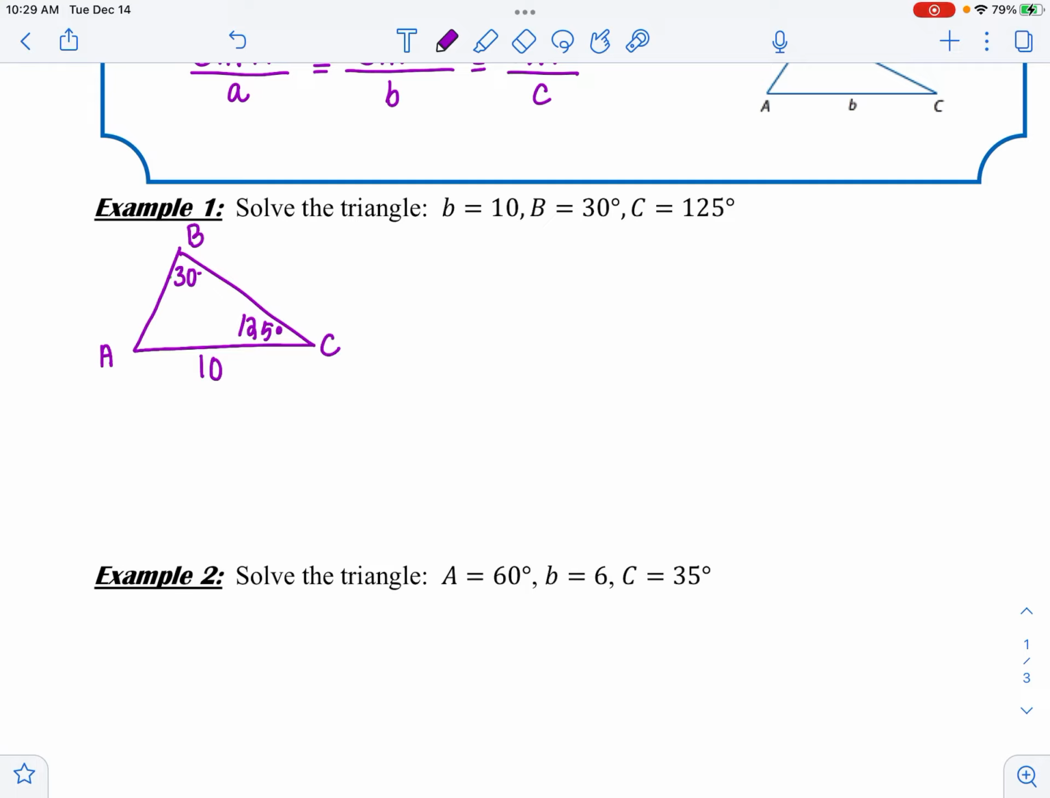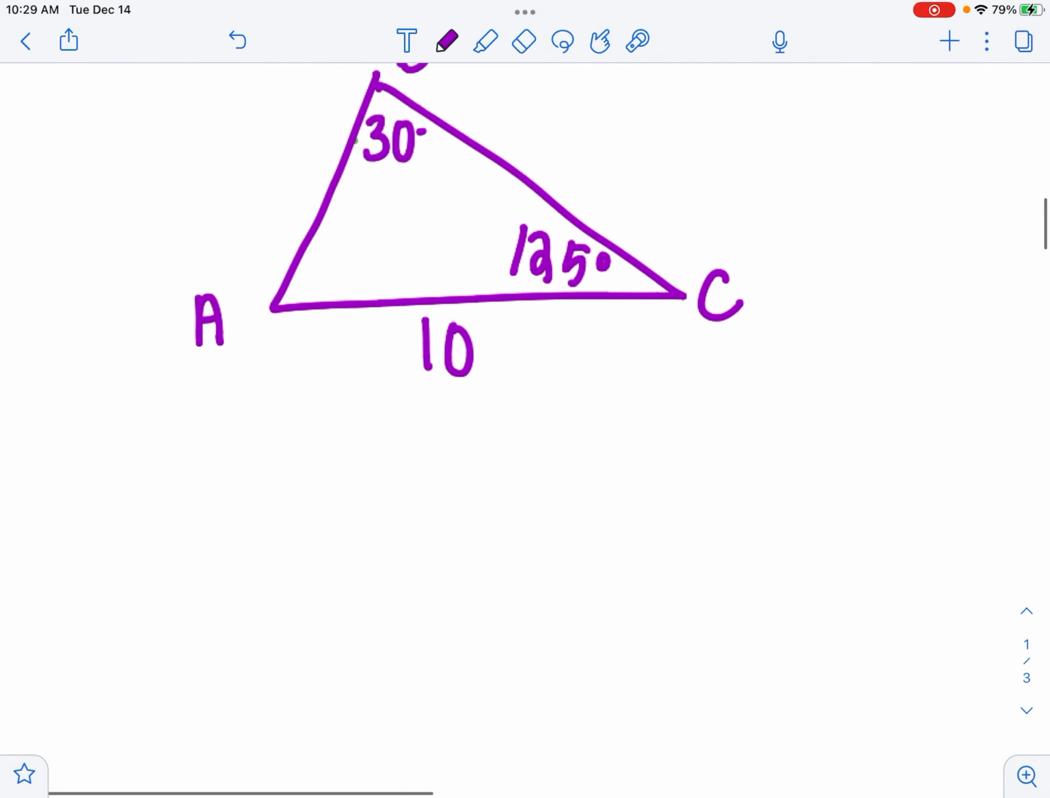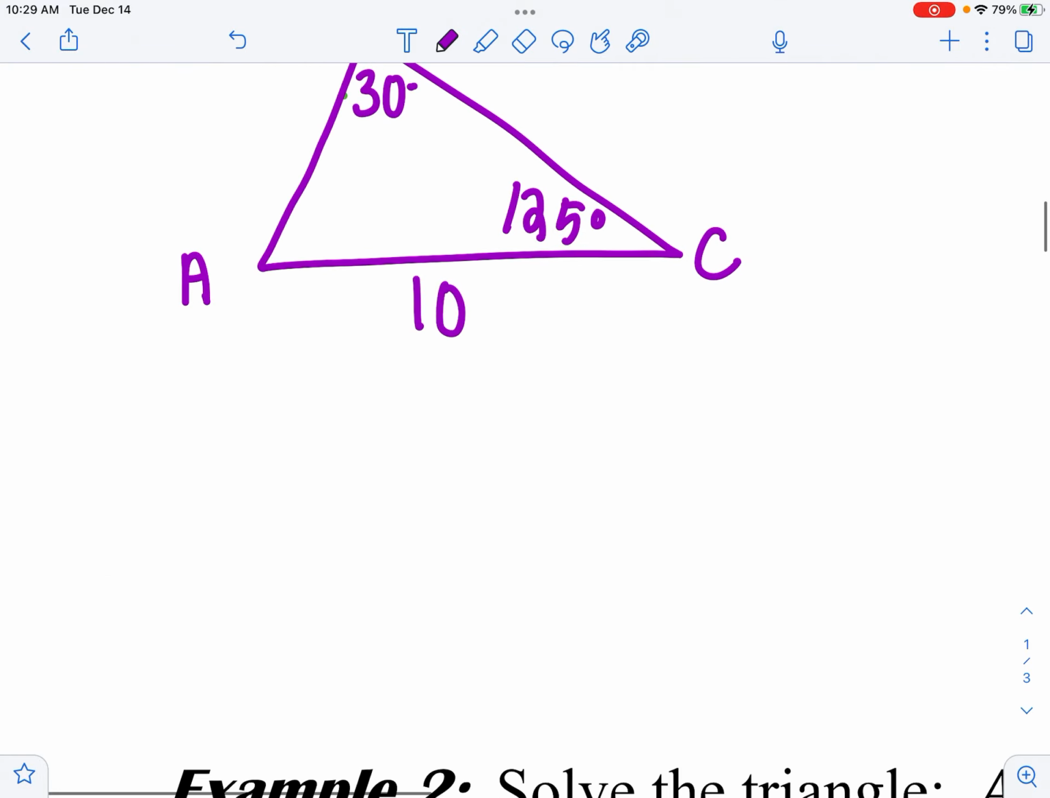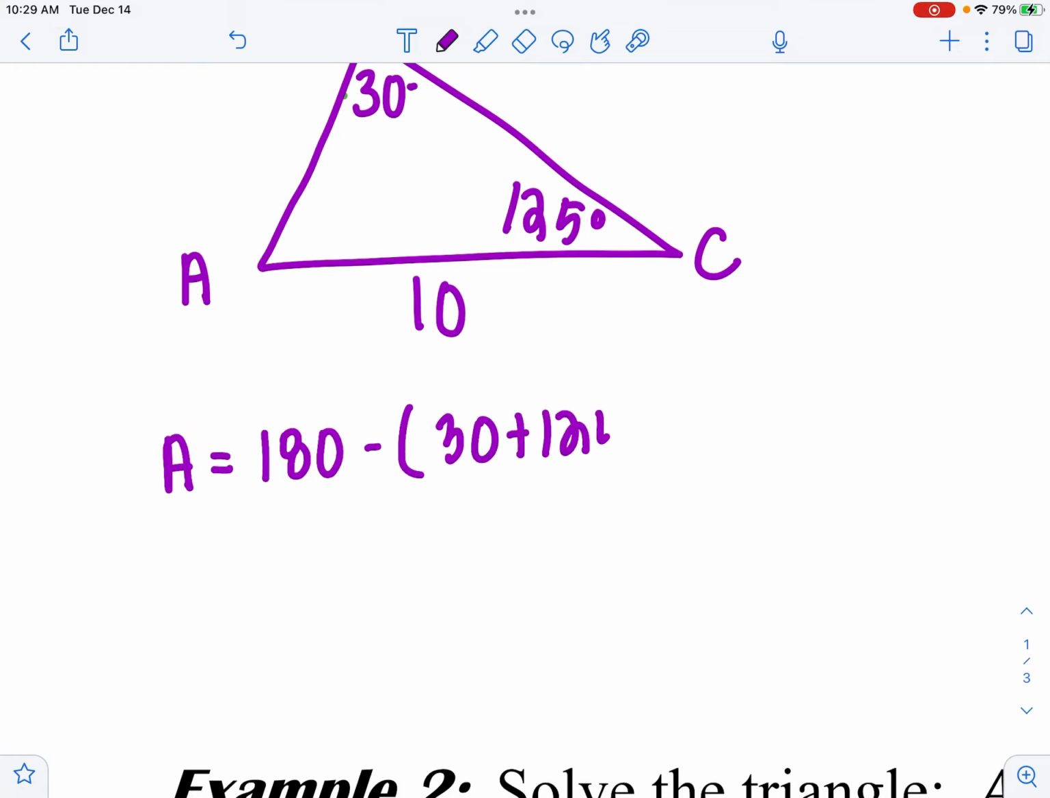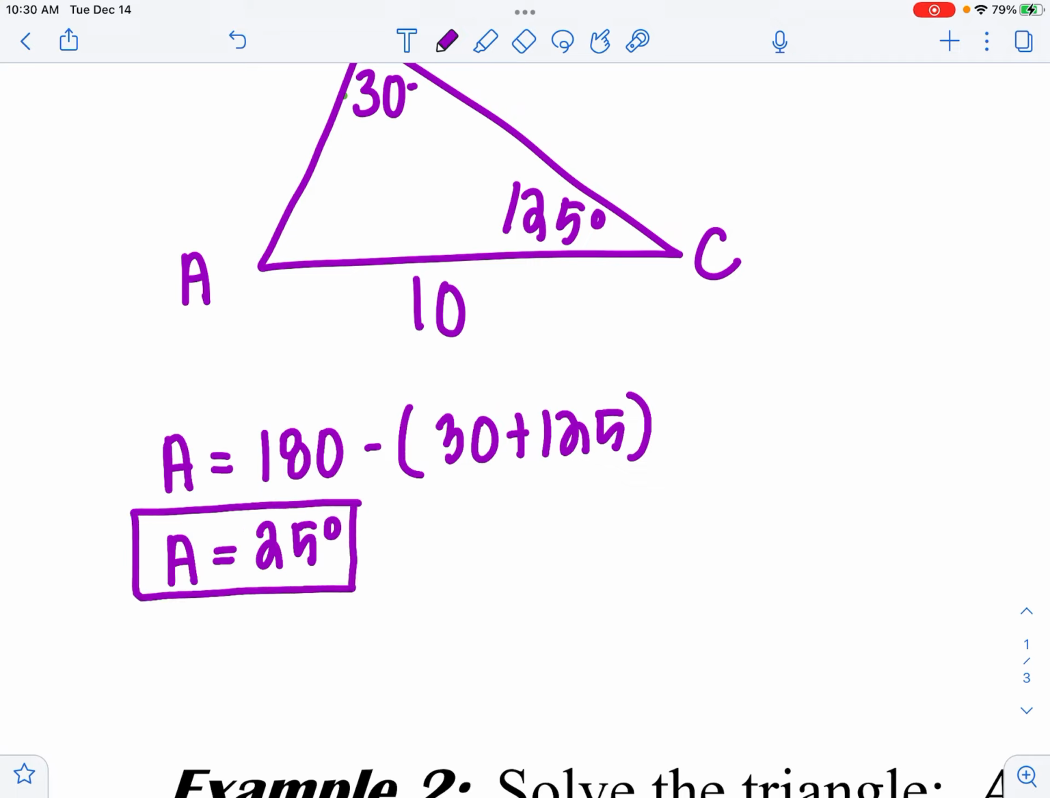So the first thing I look for is to see how many angles I'm missing. If I'm just missing 1, I can always find it because that means I have the other 2. So notice you're just missing 1 angle, so let's find angle A. I know the 3 angles have to add to 180, so to find angle A, I can just do 180 minus the other 2 angles added together, so 30 plus 125. So angle A is equal to 180 minus (30 plus 125). So 30 plus 125 is 155, and then 180 minus 155 is 25 degrees. And yes, you can use a calculator for this. This is all calculator, but that's mental math. Now I'm going to put the 25 in the triangle.